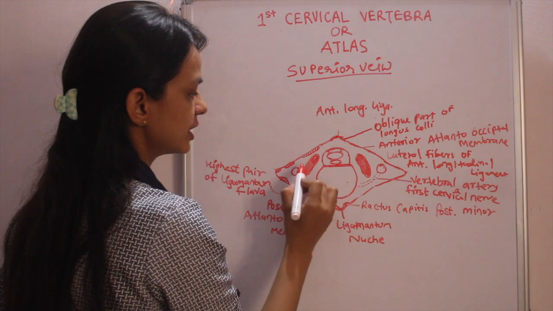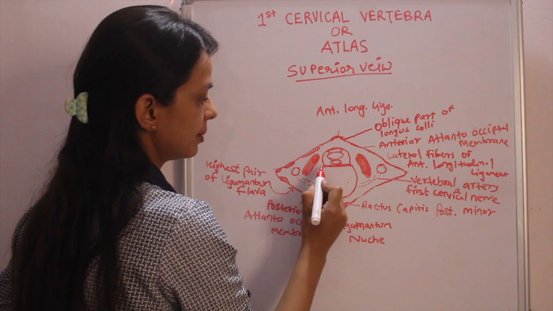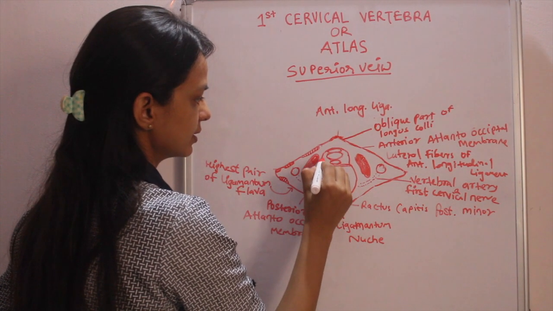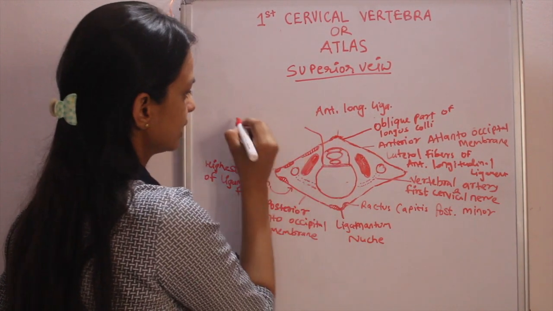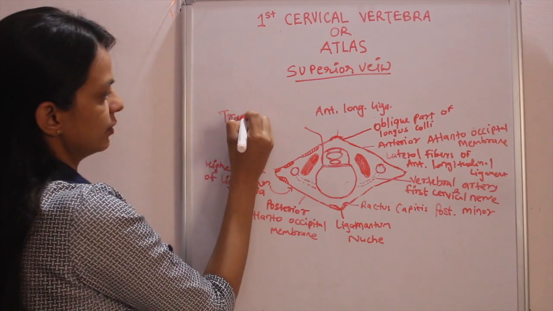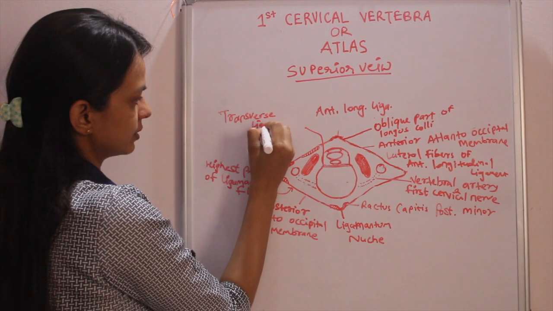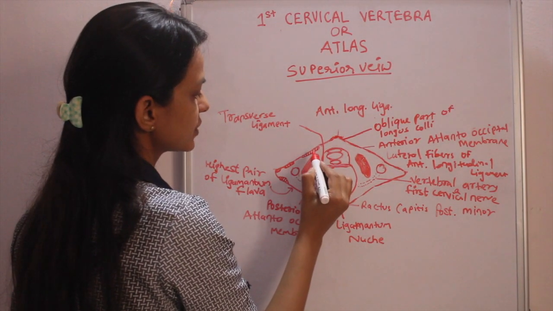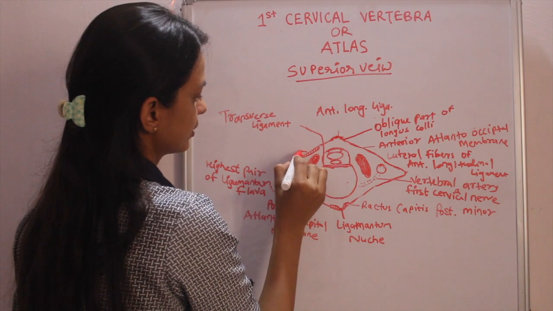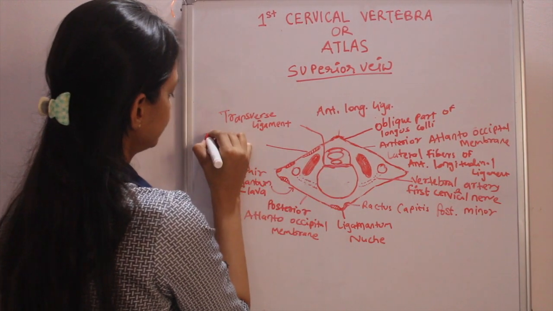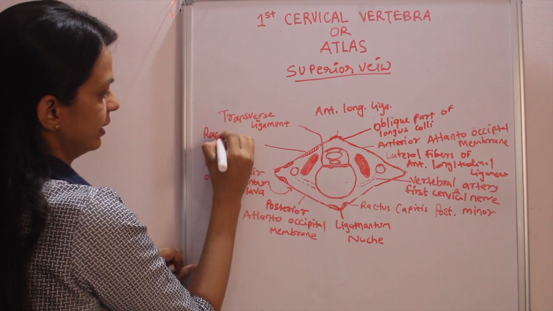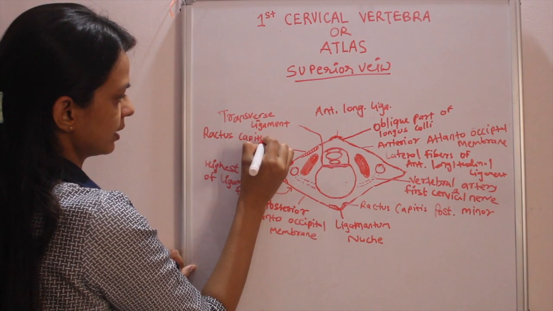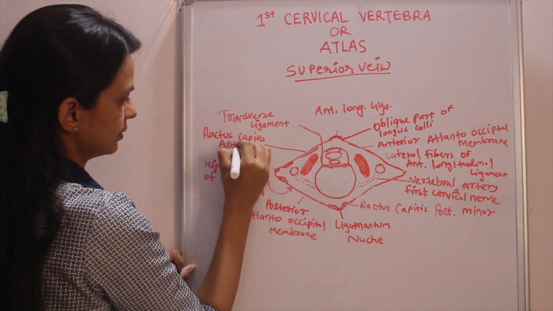This tubercle just medial to the lateral masses provides attachment to the transverse ligament of atlas. So this is the transverse ligament of atlas, okay. The anterior surface of the lateral masses gives attachment to the rectus capitis anterior.